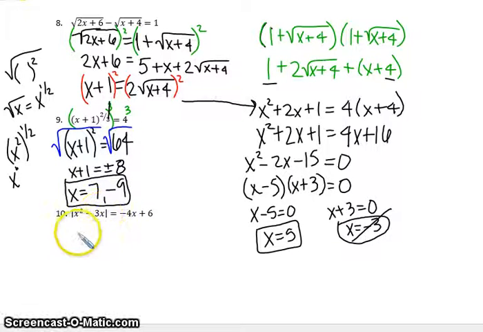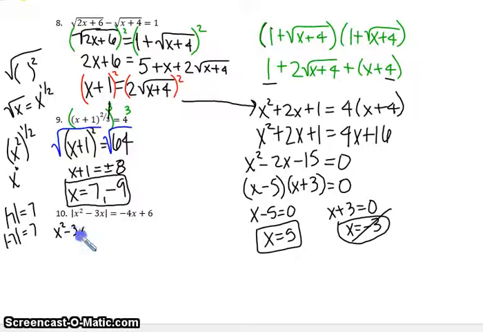On the last one, number 10, we are trying to deal with our absolute value. Remember that if you said the absolute value of 7, that would equal 7. And also the absolute value of negative 7 would also equal 7. So I'm going to get the same answer, but I could either have a positive or a negative inside here. So I'm going to have two equations.